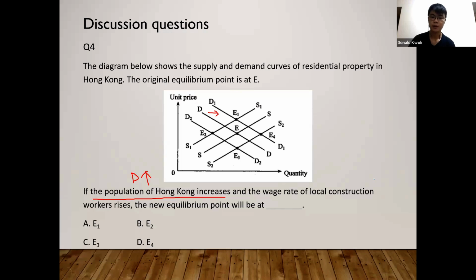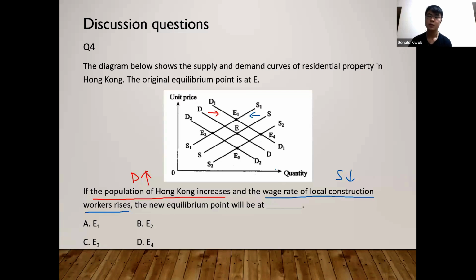For the second part, the wage rate of local construction workers rises. So this is talking about the production cost of residential property, right? So the cost of building those residential properties would increase, and this would lead to a decrease in supply of residential property, and is represented by a leftward shift in supply. Okay, a decrease in supply is represented by a leftward shift in supply. So the curve will shift from S to S1.